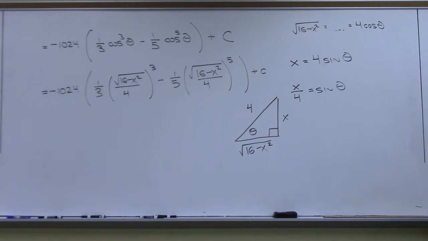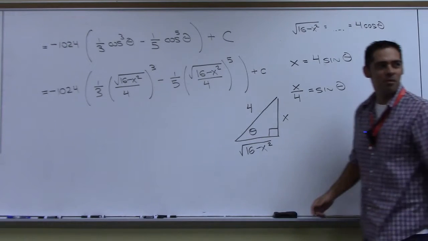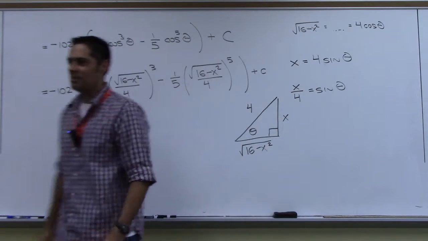Of course, that's the antiderivative of x cubed times the square root of 16 minus x squared. Of course.